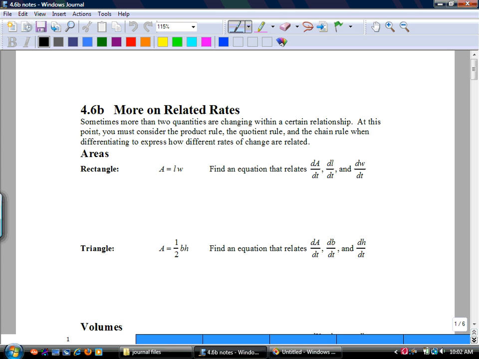Okay, sometimes more than two quantities are changing within a certain relationship. At this point, you must consider the product rule, the quotient rule, and the chain rule when differentiating, expressing, and so on. So what's the derivative of length times width? Times. You just forgot the product rule. Derivative of the first times the second plus the derivative of the second times the first. Oops.